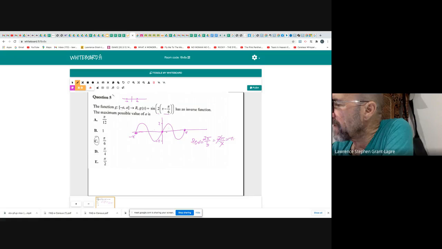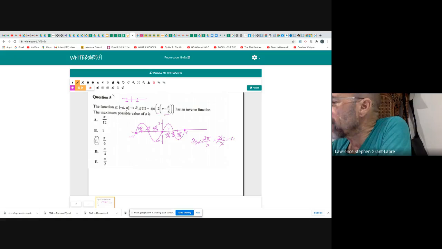And this value there is pi over 4. This value there is pi over 2. And this value there is 3 pi over 4, because it's split up into 4 parts. That's negative pi over 4. That's negative pi over 2. That's negative 3 pi over 4. And negative pi.